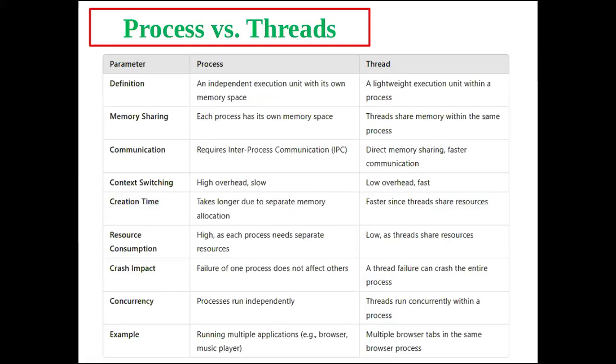Processes use separate memory. Threads share memory. Process communication is costly. Thread communication is fast. Process switching is slow. Thread switching is fast. Processes consume more resources. Threads consume less. Process failure is isolated. Thread failure affects the process. And processes run independently, whereas threads run concurrently within the process.